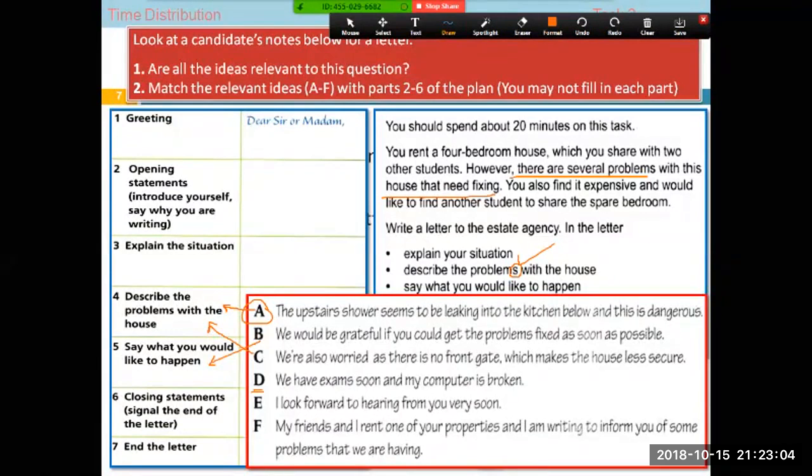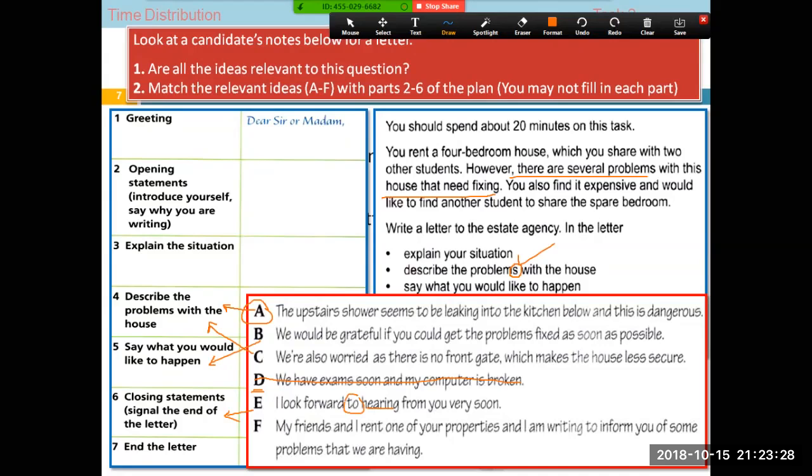Next, D: we have exams soon, and my computer is broken. I don't think it is relevant. This is irrelevant. Good. Okay, E: I look forward to hearing from you very soon. This is the closing statement, which is signaling the end of the letter. And again, observe the phrase hearing.